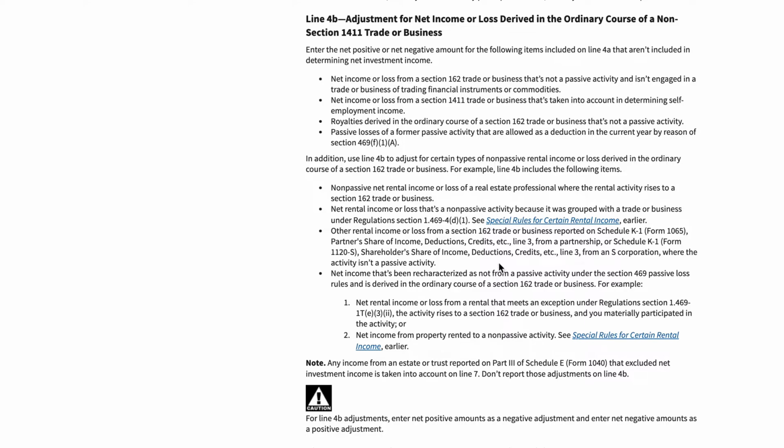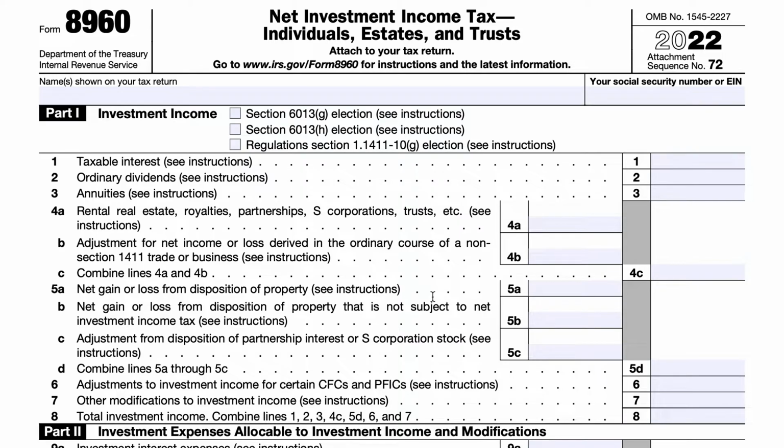Additionally, there are a couple of other adjustments that you can take: non-passive net rental income, that's a non-passive activity; other rental income or loss from a Section 162 trade or business reported on your K-1; and net income that's been recharacterized under certain circumstances. All of these adjustments will help you come up to 4C, which is your total qualified income under that category.